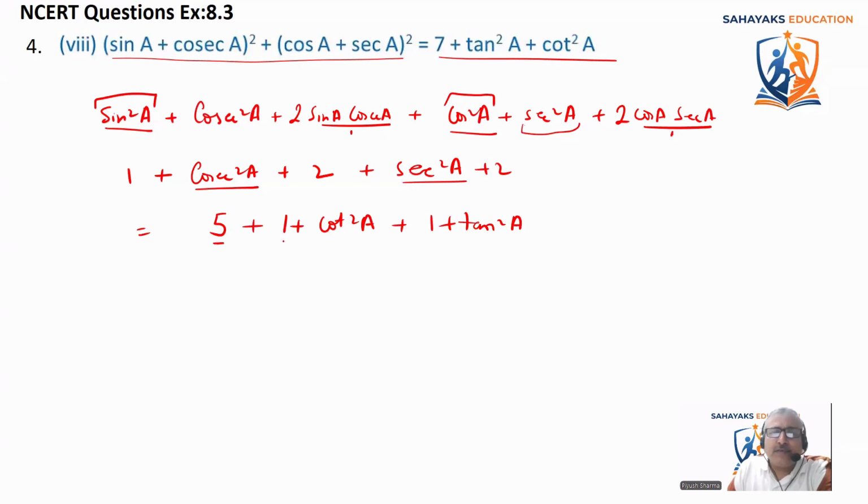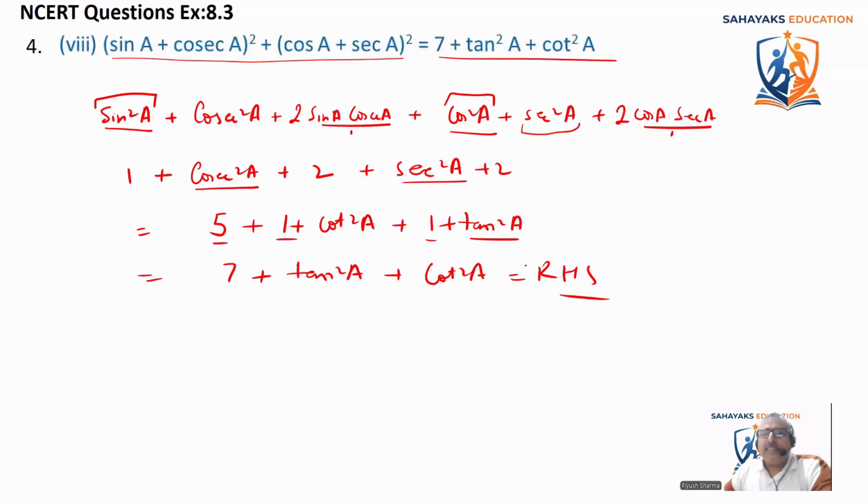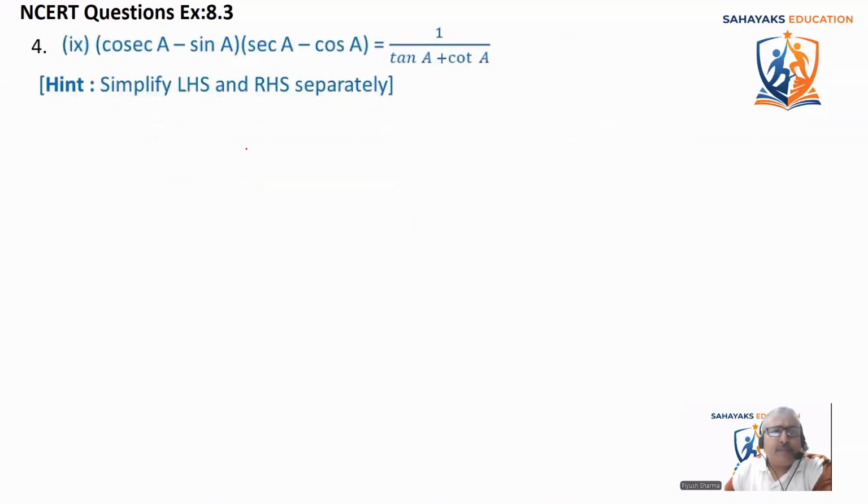So it becomes 5 plus 1 plus 1, that is 7, plus, first we'll write tan square A plus cot square A, and that is equal to the right hand side. Hence, proved. It was kind of a simple one. Let's move to the next question.